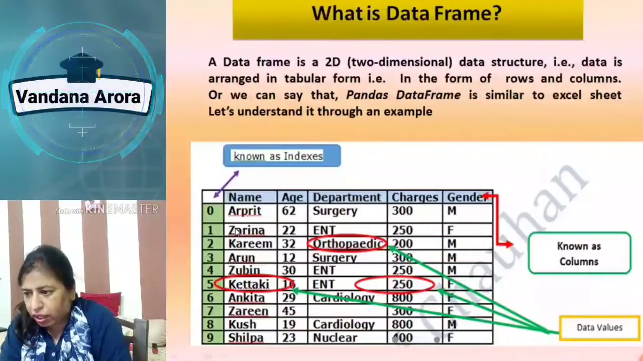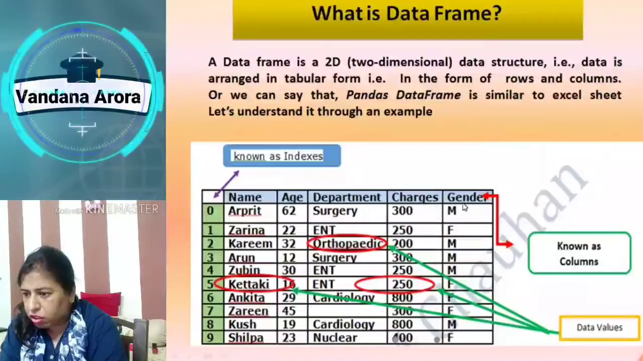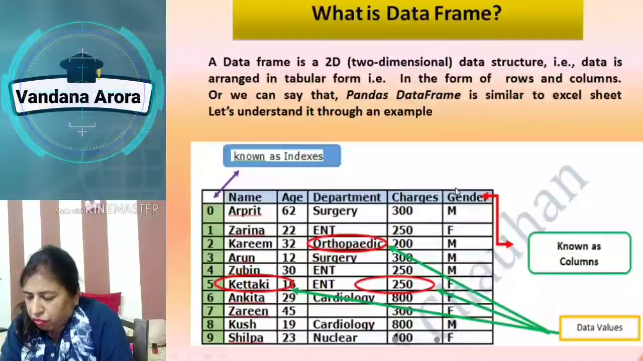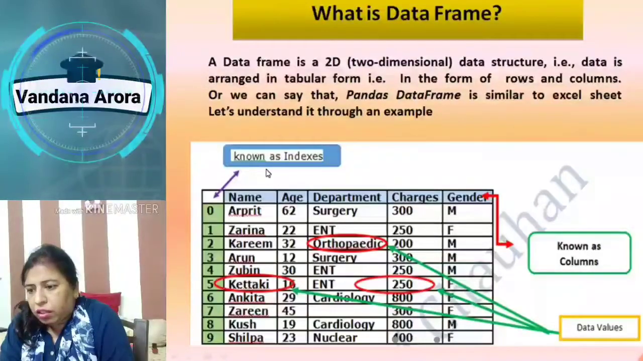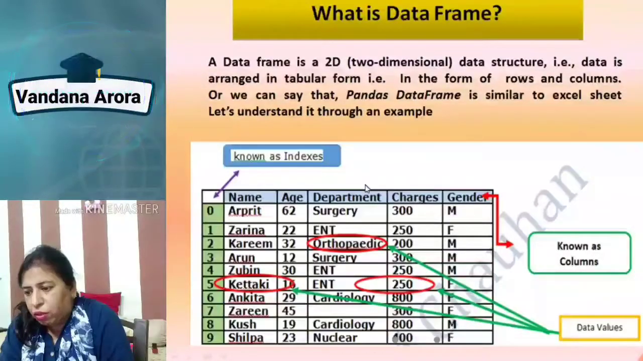You can see in the diagram here: name, age, department, charges, gender. It means there are 5 columns in this data frame. And how many records are there? There are 10 records in this table. You can see the first record has index 0, 1, 2, 3, up to 9. These are the indexes.